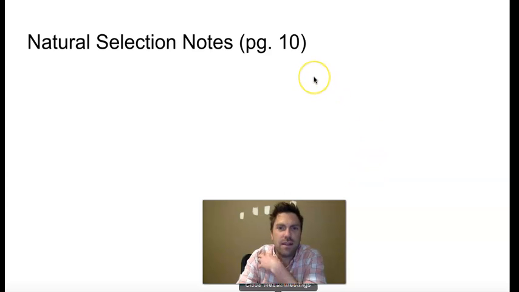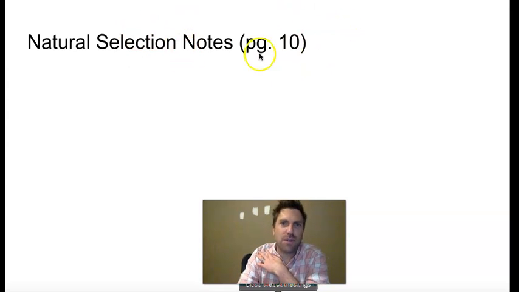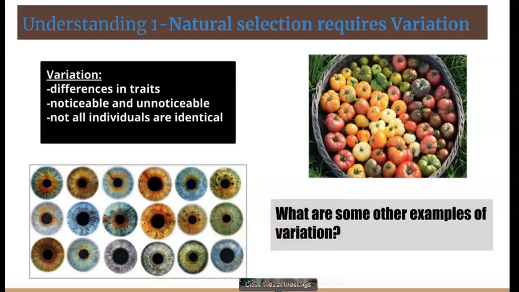Okay, the next step is to understand where the new bacteria and new viruses come from. And that's all about natural selection. So in your notebook, go ahead to page 10, and we're going to talk through some of this. I divided these up into 4 understandings.